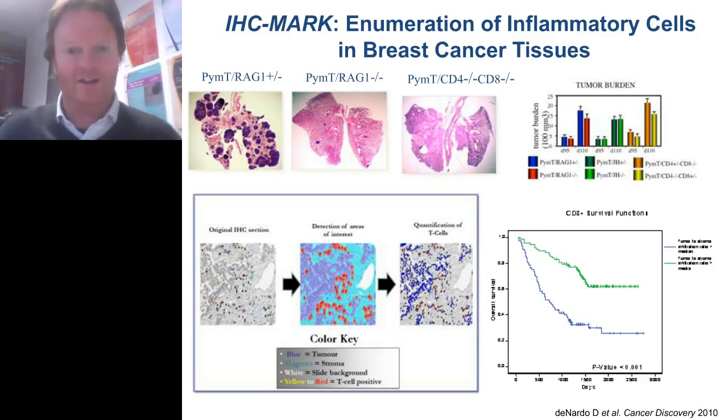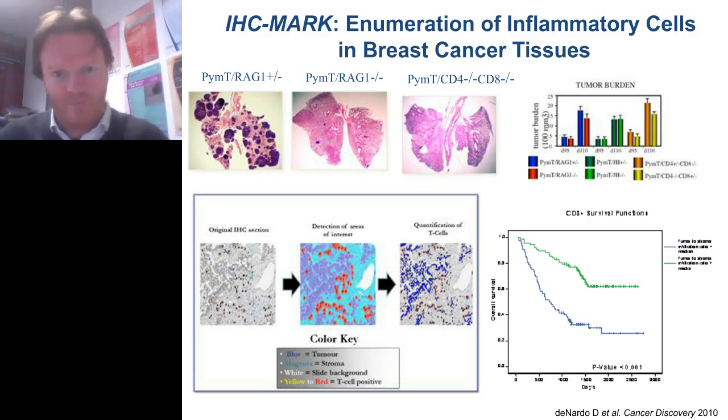So David had already done these mouse experiments when he came to us and basically asked if we could help him to look in breast cancer patients to see whether or not the levels of infiltrating T cells in the tumor could actually correlate with the outcome of these patients. So we used a combination of our IHC-MARK algorithm and a pattern recognition algorithm to delineate whereabouts in the tumor or whereabouts in the surrounding tissue the infiltrating T cells actually were.